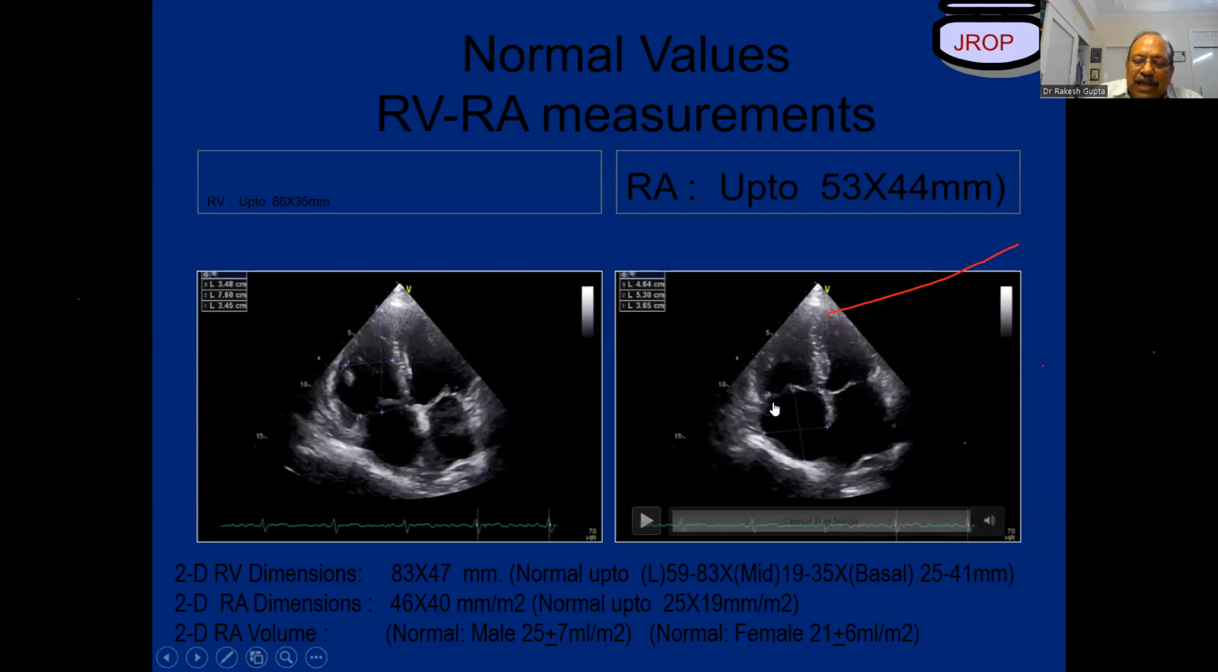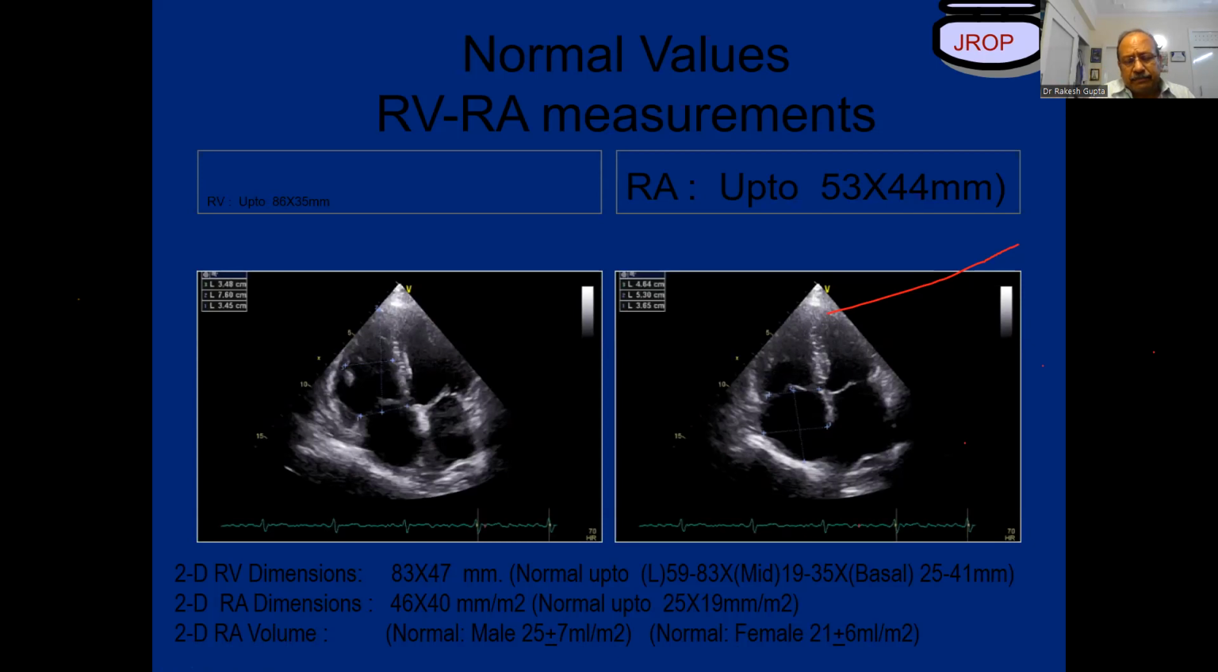And similarly, we can calculate the RA volumes also, both in systole as well as diastole. We just do the same thing we did in LV volume or LA volumes. Look at the maximum size of RA. Start with the lateral annulus or RV free wall annulus. Trace along the endocardial border of the RA, and then come back to the medial annulus. Let the line join by itself and draw a central line. It will give you the RA volumes. 25 plus minus 7 per meter square is the maximum in males, and 21 plus minus 6 is the maximum in females. Many of you will ask me, why do you want to calculate RV-RA volume?